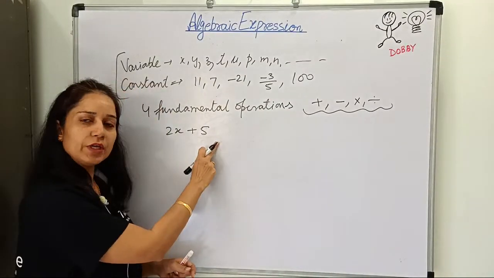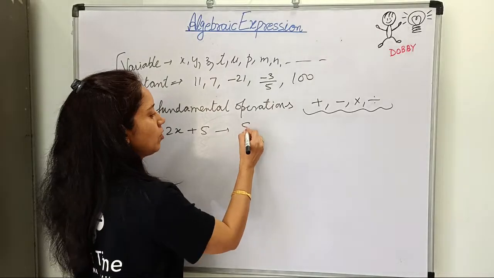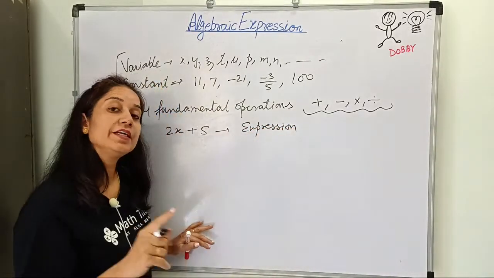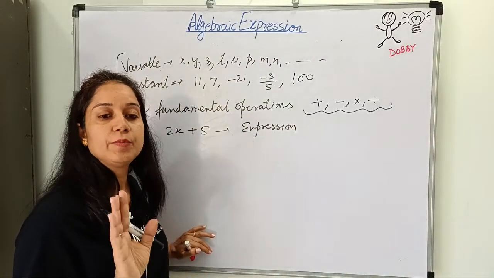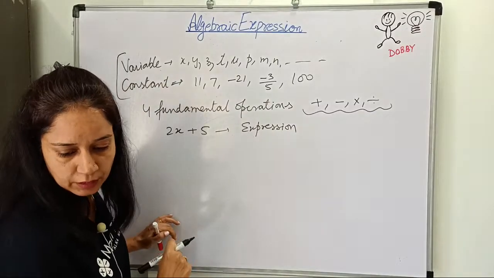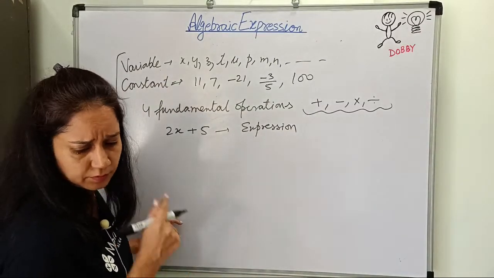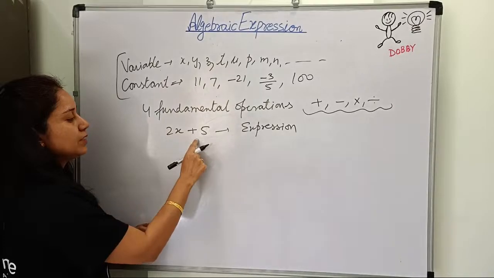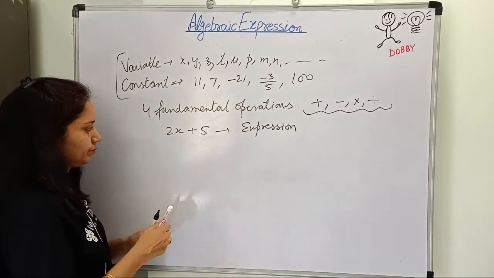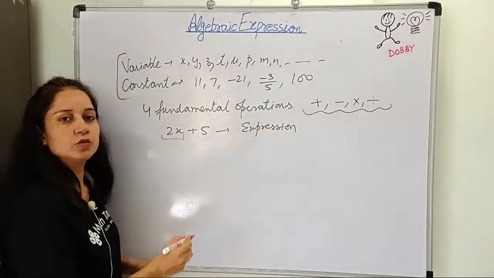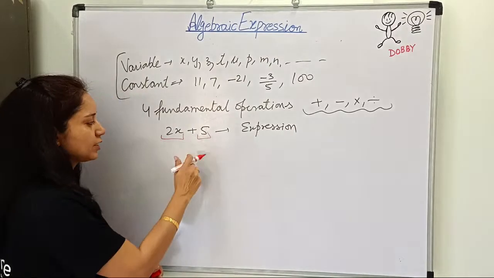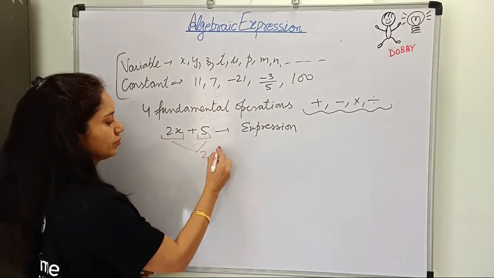When it is without an equals to sign, it is called an expression. When it is with an equals to sign, then it becomes an equation. Okay. Plus and minus signs make the terms different. This is one term, 2x, 2 times x is one term, 5 is the second term. So this expression is having two terms.